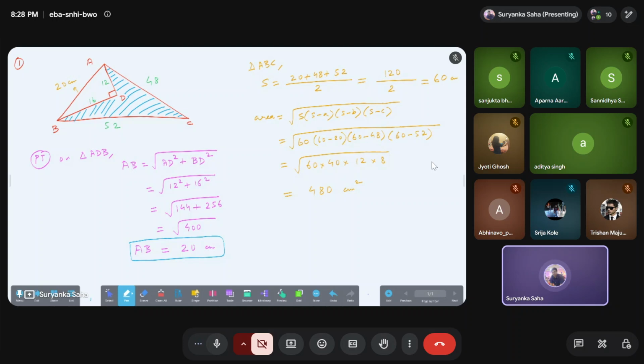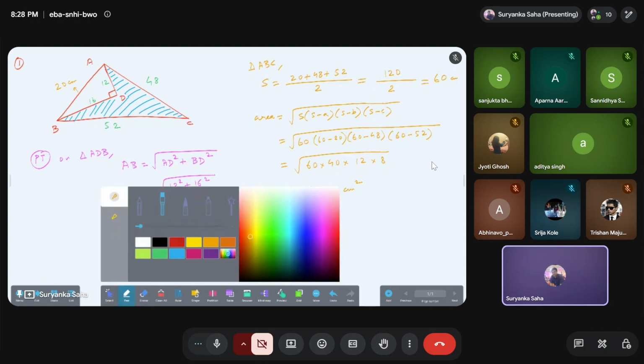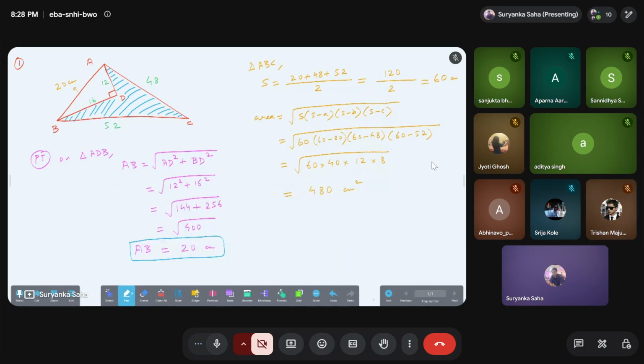So please others check me. Check and tell me. Aditya Singh or Haldar, please unmute and tell me what answer is coming. Is it coming 480 or 240? Please respond. Wait, sir. Okay, Aditya Singh is thinking. What thinking? You should calculate. Okay, 480 is coming. So let me check myself.